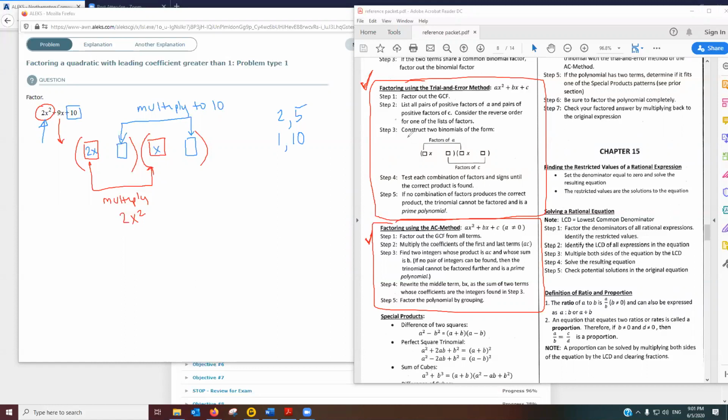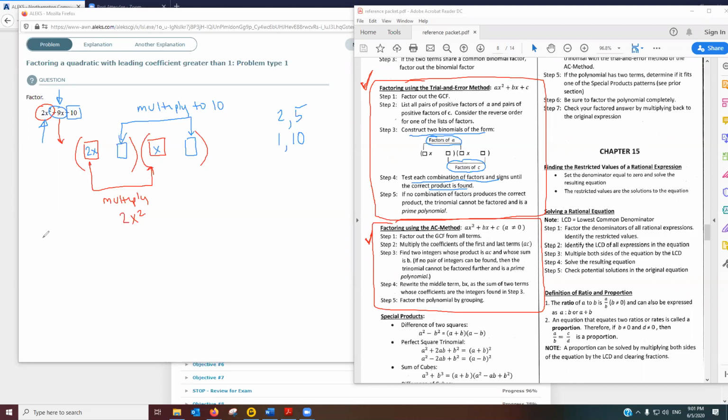So notice what it says is construct two binomials. And in the front, we're putting the factors of 2x squared in my example. And in the back, we're putting the factors of 10. And it says, test each combination of factors until you end up with the correct answer. Our correct answer is going to need to have a plus 9x in the middle.